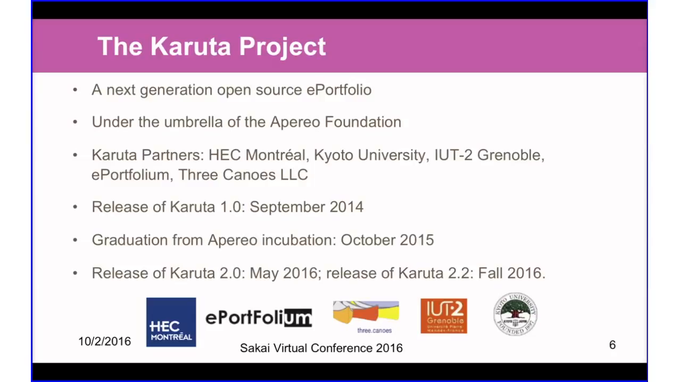We have multiple partners in Canada at HEC Montréal, in Japan at Kyoto University, in France at IUT2 Grenoble, and there are 2 commercial affiliates associated, ePortfolium and Three Canoes LLC. We released our first version of the full-fledged Karuta in September 2014, and we're about to release Karuta 2.2 this fall.